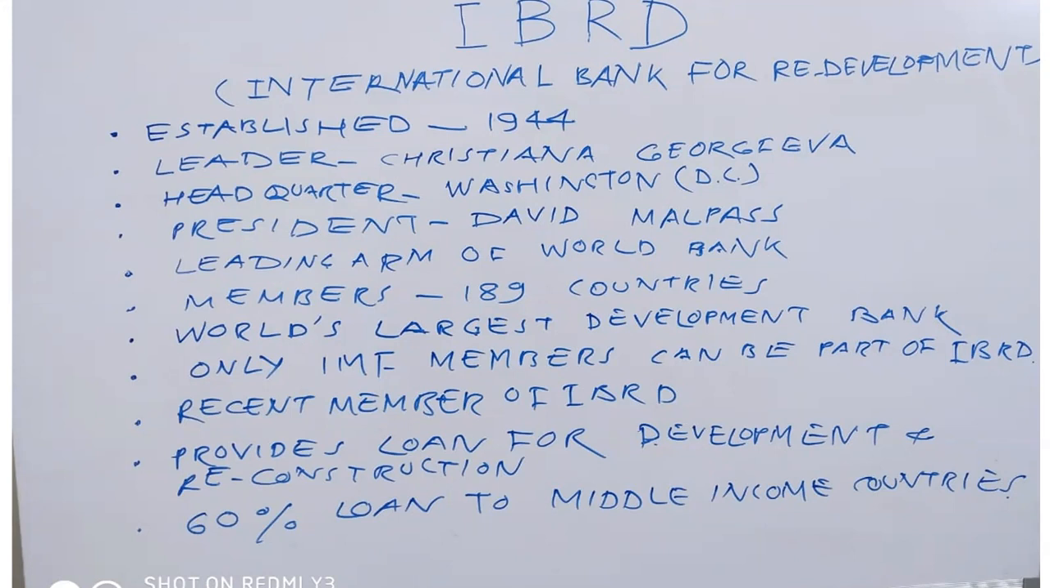Then the members are 189 countries of IBRD, and this is the world's largest development bank, not World Bank. This is IBRD. Okay, only IMF members. This is the prior condition which a country has to fulfill. If it is a member of IMF, then only it will be allowed to become a member of IBRD.